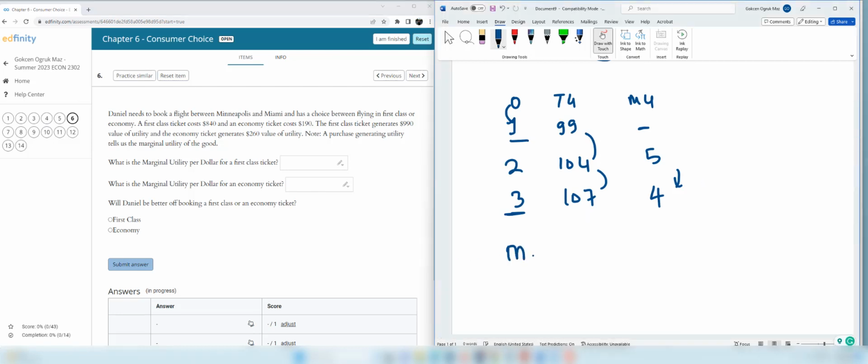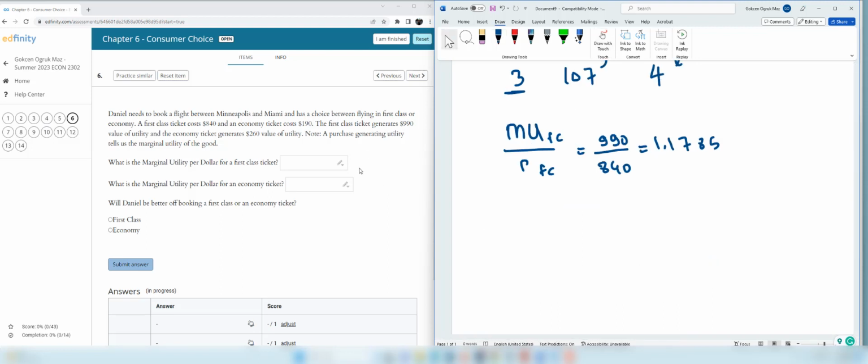So what is the marginal utility per dollar for a first class ticket? We need marginal utility from the first class divided by price of first class. Marginal utility is 990 divided by 840. In that case, it's equal to 1.1785.